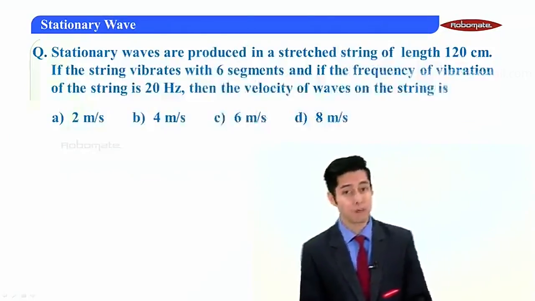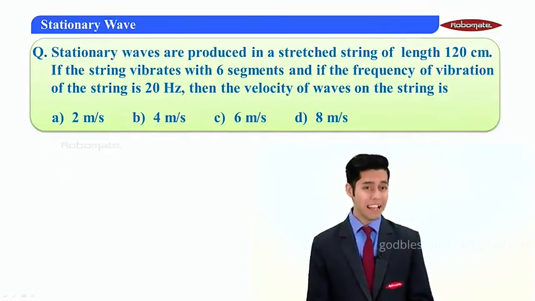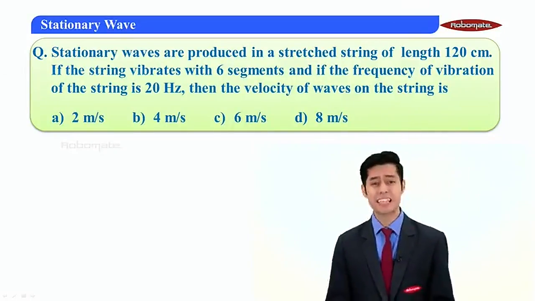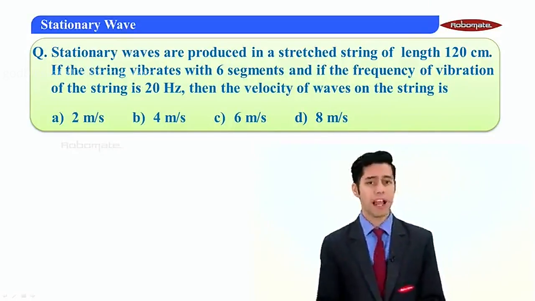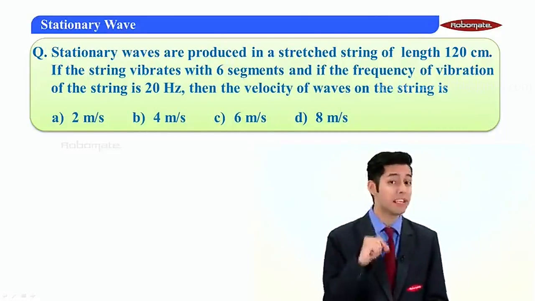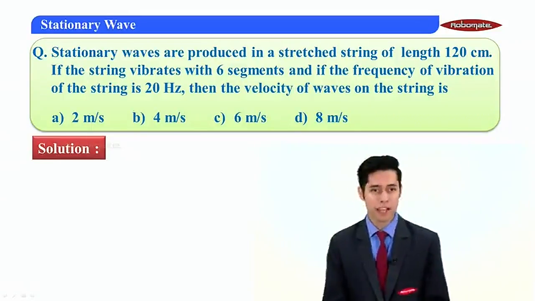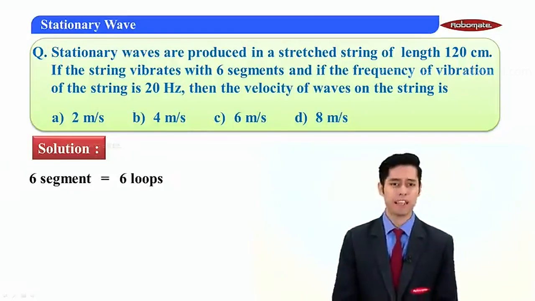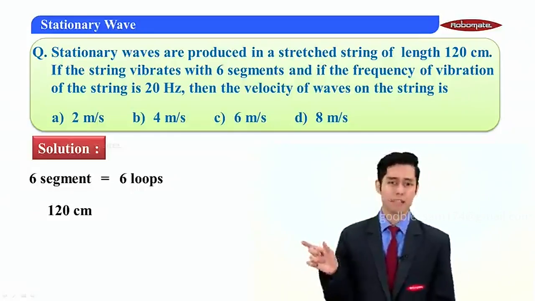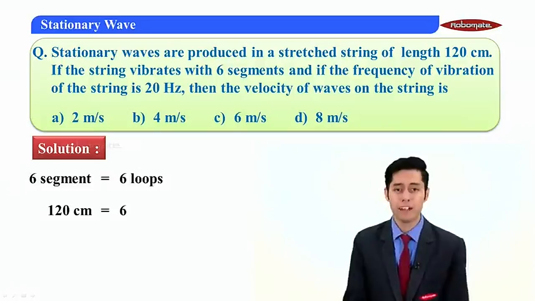Moving ahead to the next problem, it says stationary waves are produced in a stretched string. The length of the string is 120 centimeter. If the string vibrates with 6 segments, that means 6 loops, and if the frequency of vibration is 20 Hz, then the velocity of the waves on the string is given by? Students, we know that 6 segments means 6 loops are formed. So the overall length is 120 centimeter, which is 6 loops.